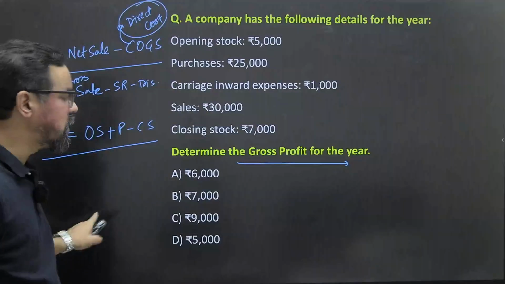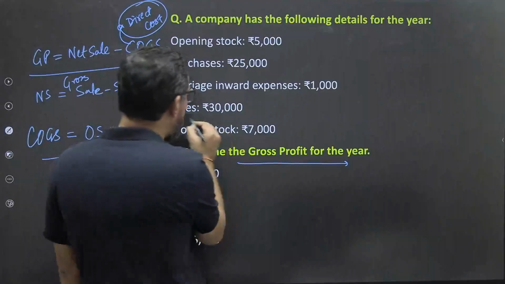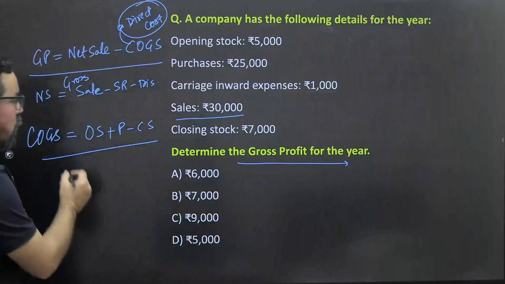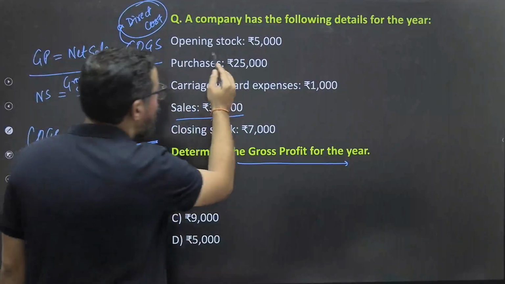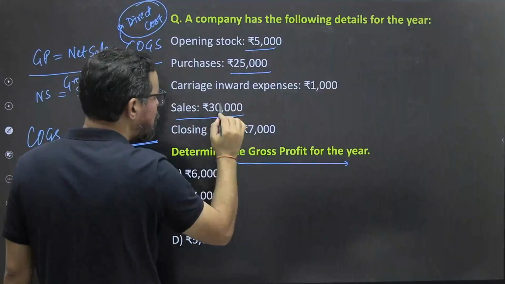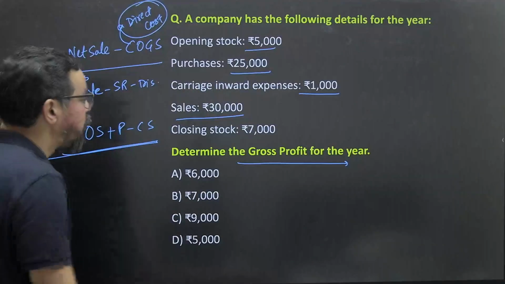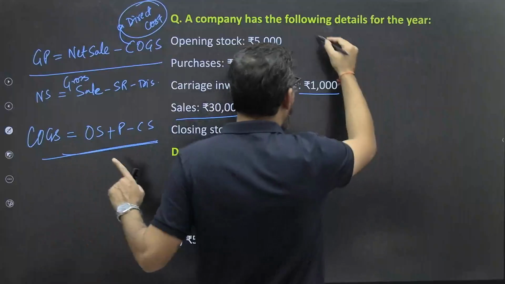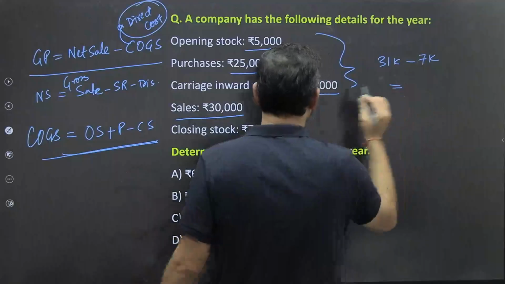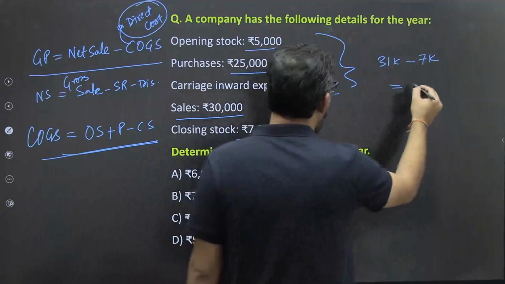Okay. So now based on this, you have to calculate this. Very simple, right? So sales is given here, 30,000. You have to calculate cost of goods sold. So how do we calculate cost of goods sold? This is the formula. Opening stock 5,000, purchase 25,000, so 30,000. Carriage inward is 1,000, so 31,000. So the overall cost is how much? 31,000 minus 7,000, which is the closing stock. So it is your 24,000.